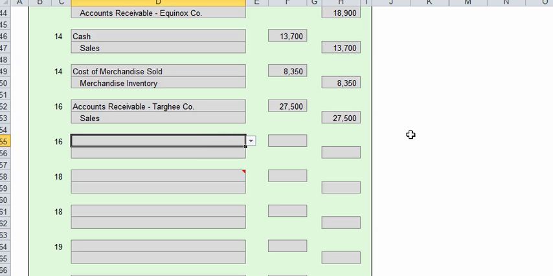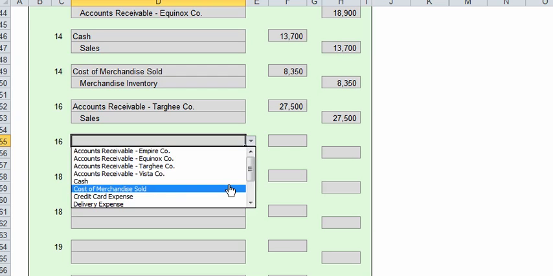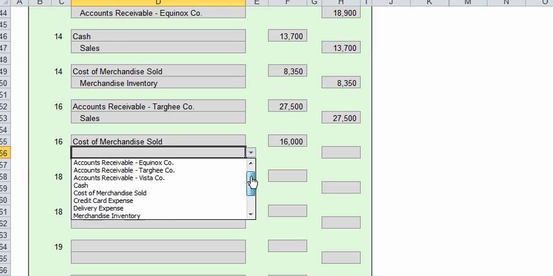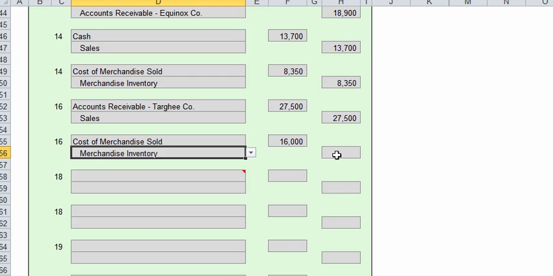Then we'll also record the increase in cost of merchandise sold, our new expense account, by $16,000. And the reduction in inventory, remember, assets decrease on the credit side, for that same amount.